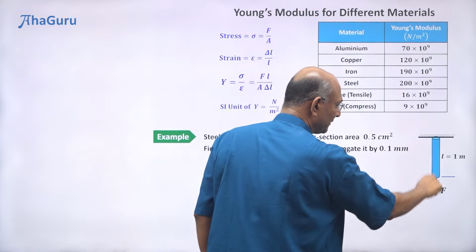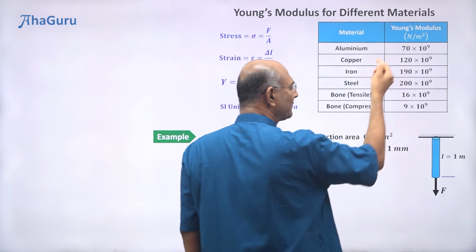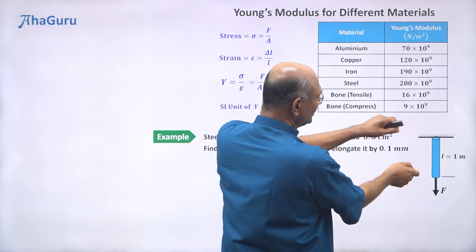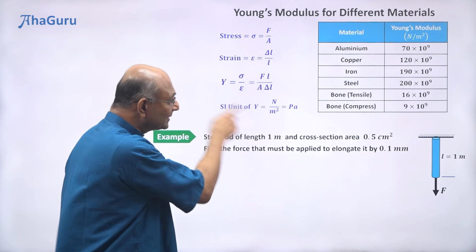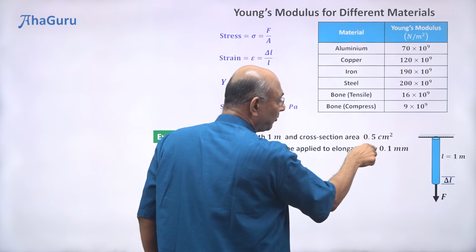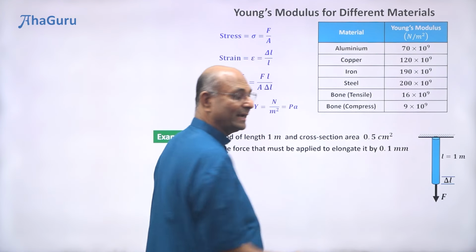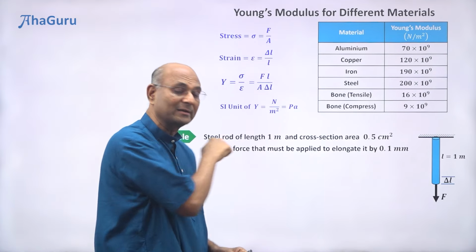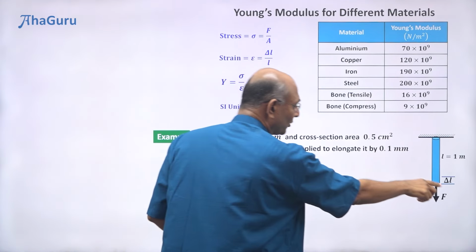So if I pull it with a force F, the roof will also pull it with a force F because I'm ignoring the weight, remember? And this is in equilibrium. And so this is going to elongate, right? How much should it elongate by? I want it to elongate by 0.1 millimeters. So delta L must be equal to 0.1 millimeters. That's what I want. Now, how much is the force that I'm applying?